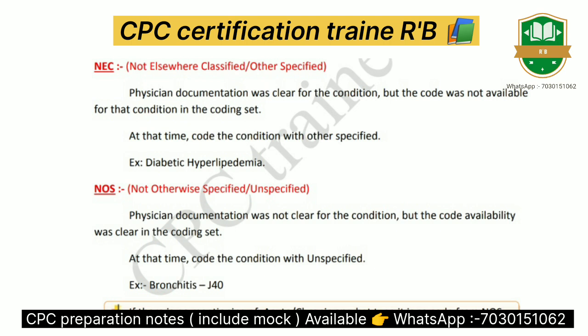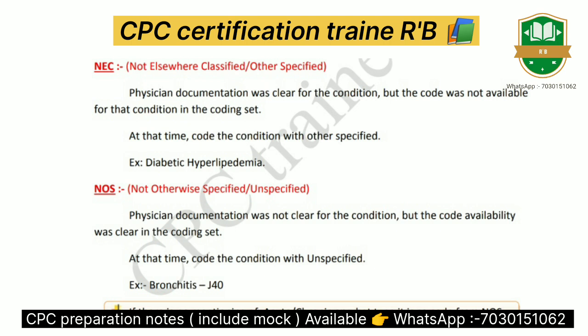Okay, example, diabetic with hyperlipidemia. You can directly check diabetic in the alphabetical index, and then under diabetic you can check hyperlipidemia. If there is no documented condition, then you can go directly to the NEC code, the other specified code.